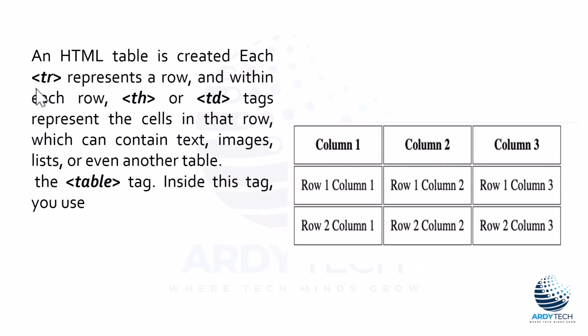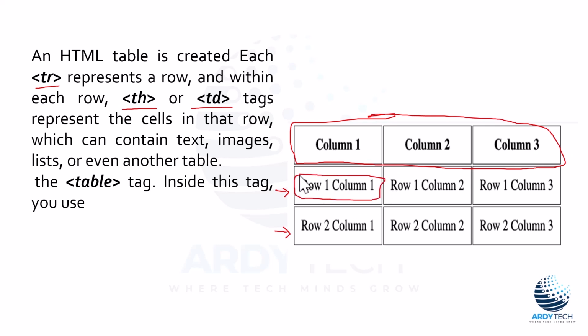So like I told you, tr represents the table row, then th here represents the table header, and td represents the table data. Okay, so from what we can see here, this is the header. So this header is being created using th, okay, and tr represents the rows. So these rows are created using tr. The td here defines each cell within the table. Okay, this is where the data is being placed within the table.